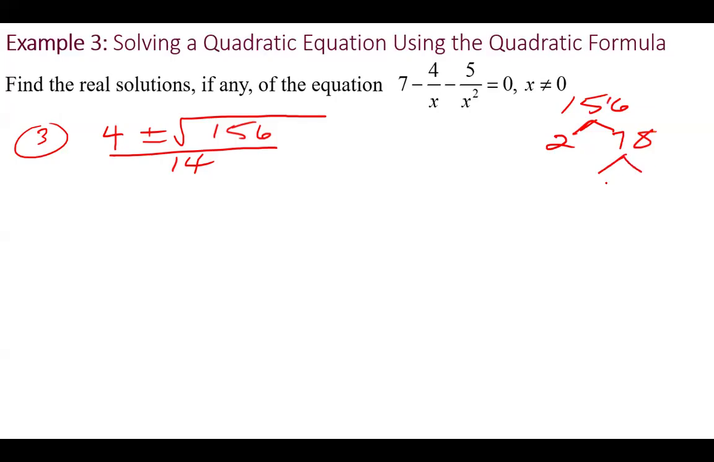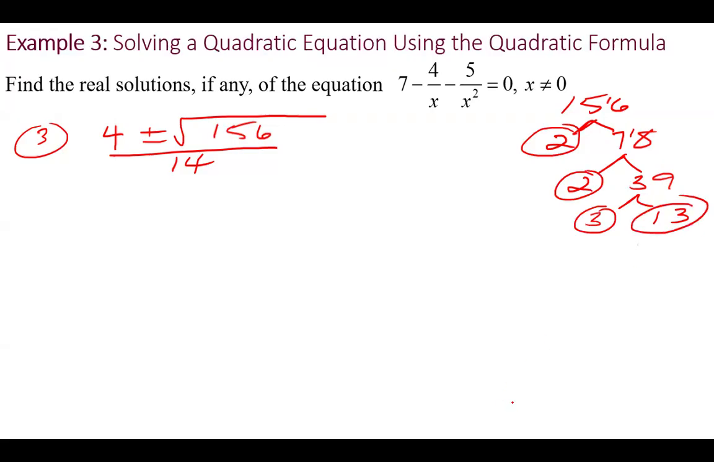Now we're down to 78. 78 is also divisible by 2, right? 2 goes into 7 how many times? How much left over? 1. 2 goes into 18 how many times? 9 times. Now 39 is divisible by what? What's the smallest number we start off with? 3, correct? 3 goes into 3 how many times? 3 goes into 9 how many times? 13. So we've just now broken down 156. So your factors of 156 are 2, 2, 3, and 13.